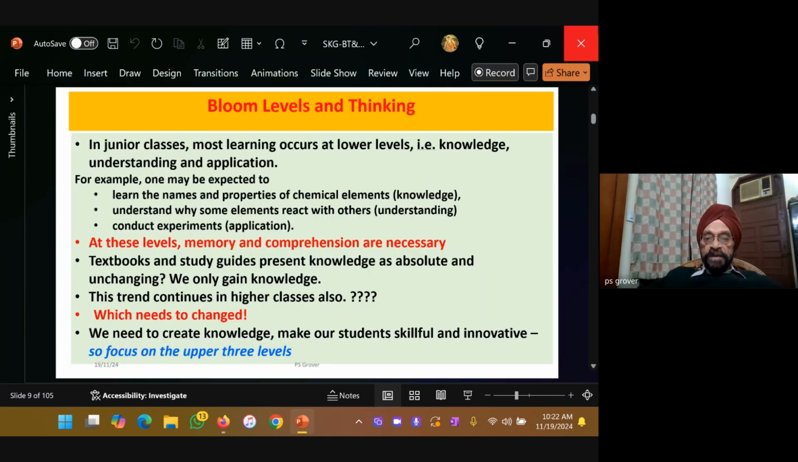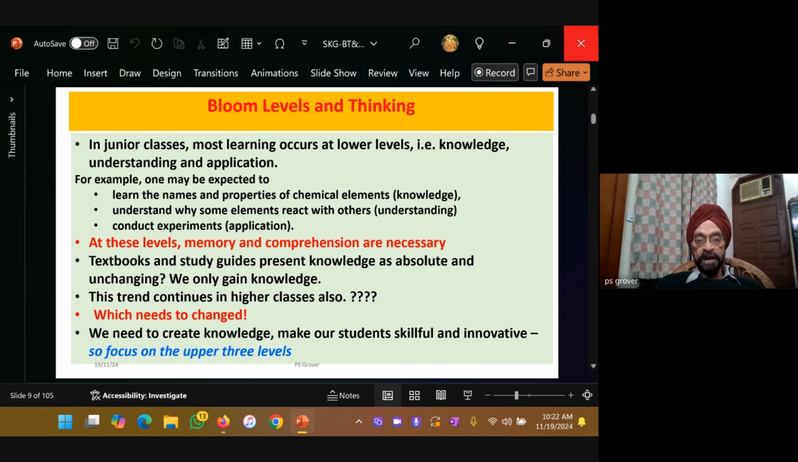Now, when I say Bloom levels and thinking, in junior classes, most learning occurs at lower levels, that is knowledge, understanding, application. That means maybe up to middle or eighth or ninth class. These things are important. For example, one may be expected to learn the names and properties of chemical elements. That means merely knowledge. Then understand why some elements react with others, understanding. Then he is able to apply them, carry out certain experiments. So that's what the application is.